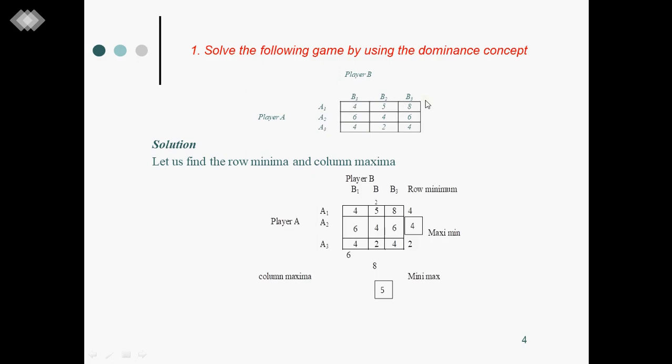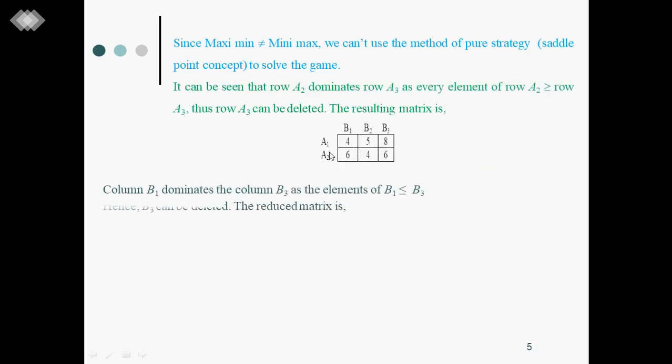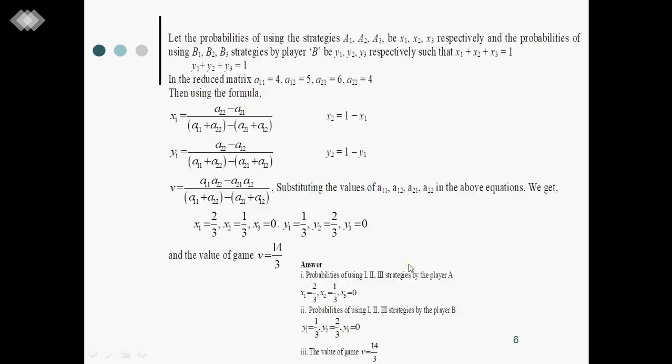So y1, y2, y3 be the probabilities of using first, second, third strategies of player B, and x1, x2, x3 for player A. Not only x1 and x2, because the size of the matrix was 3 cross 3. So x1, x2, x3 also you have to take, though x3 takes a value of 0, like y3 also takes a value of 0. Now let the probabilities of using A1, A2, A3 be x1, x2, x3 respectively, and the probabilities of using B1, B2, B3 strategies by player B be y1, y2, y3, such that x1 plus x2 plus x3 is 1, y1 plus y2 plus y3 is 1.